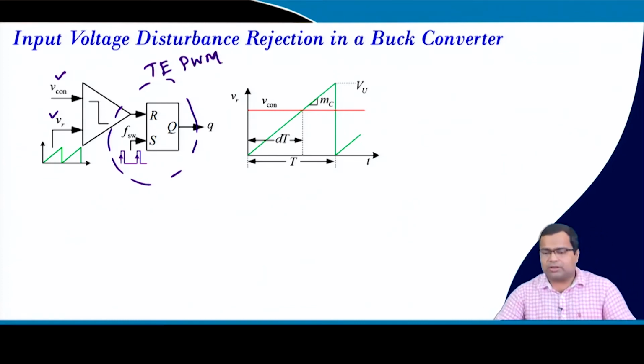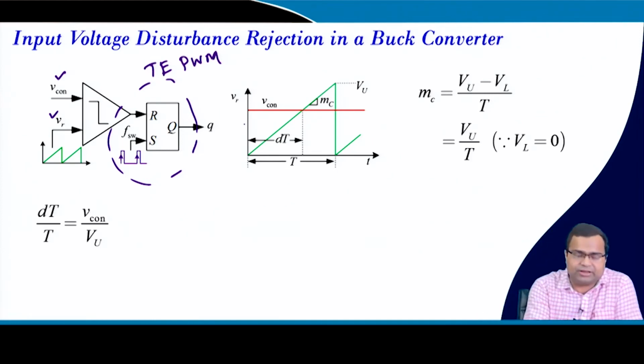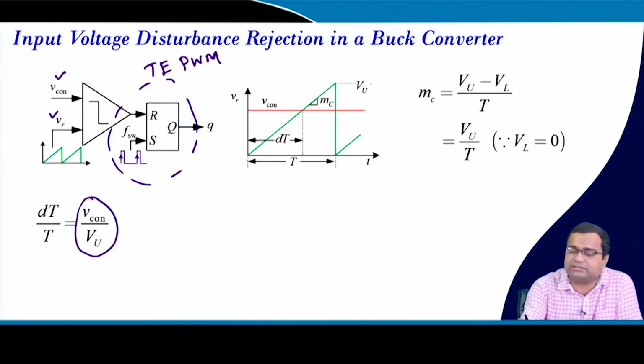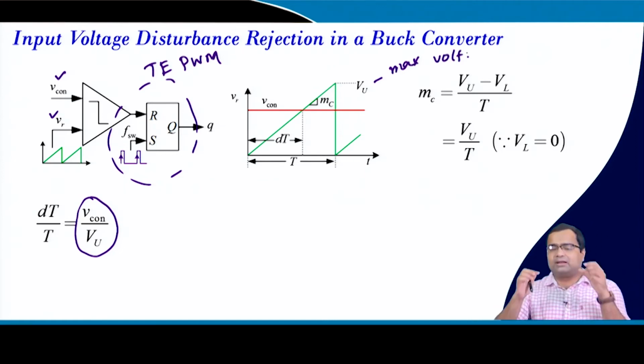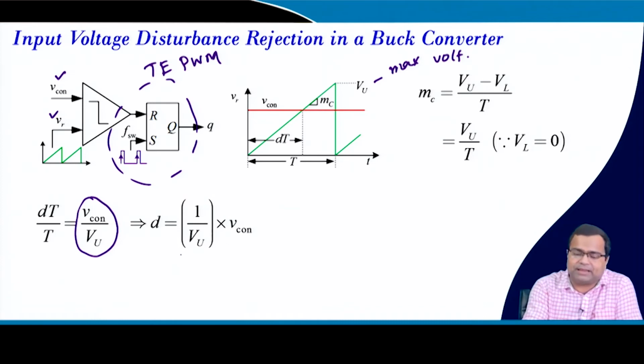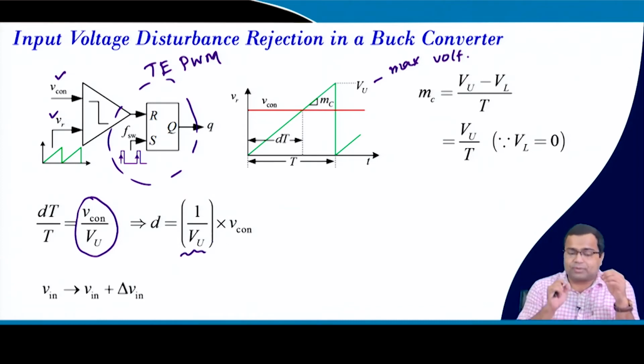Now if we write the expression of the duty ratio, the duty ratio is simply the control voltage by the peak voltage, which is here. So this is my maximum voltage, and we are considering the lower base value to be 0. So that means the duty ratio is simply 1 by this maximum voltage into control voltage.